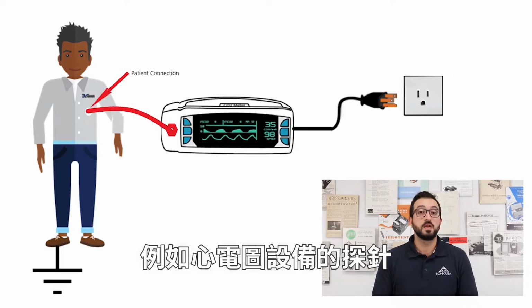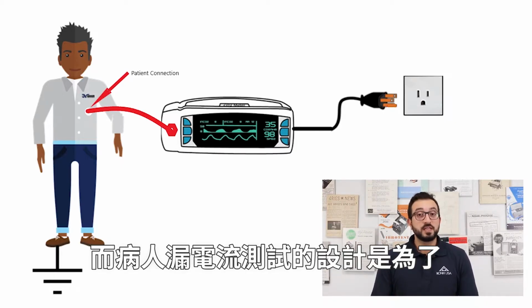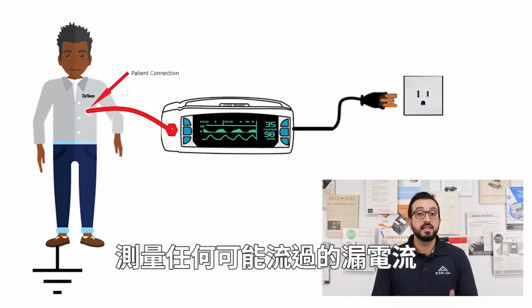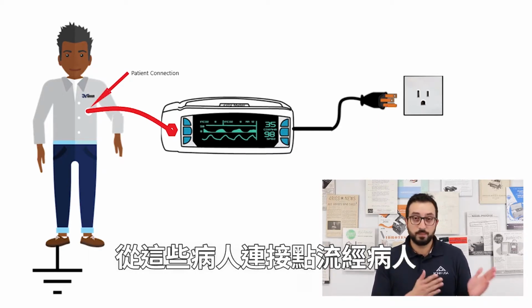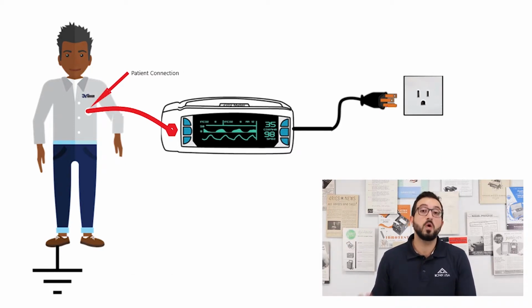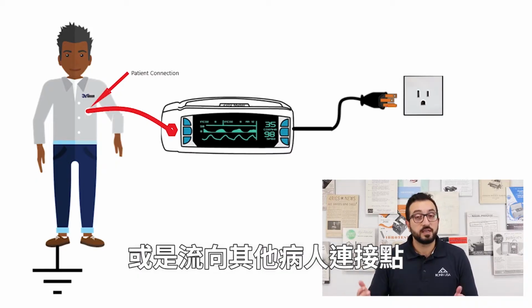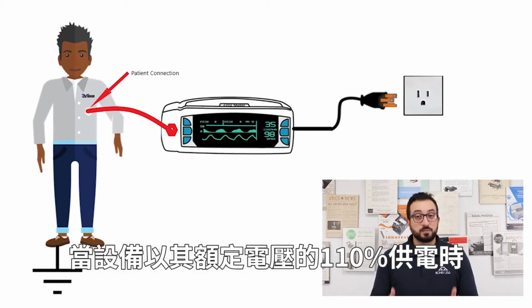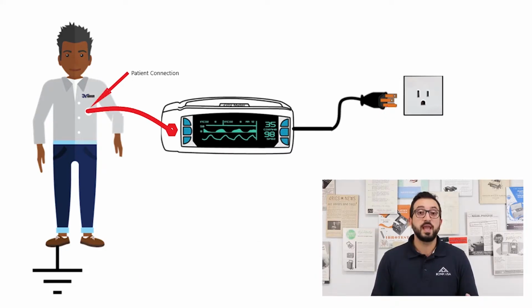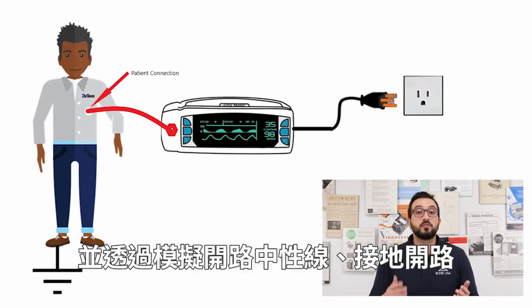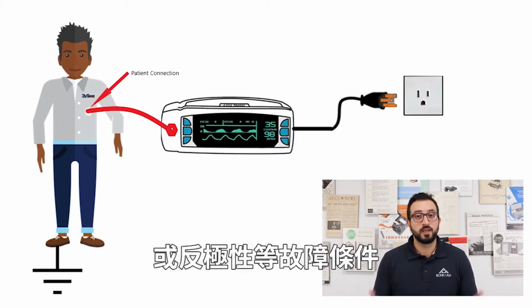For example, probes of an ECG device. The patient leakage current test is designed to measure any leakage current that can flow from these patient connections through the patient, either back to ground or to other patient connections, when the device is powered on at 110% of its rated voltage and by simulating fault conditions such as open neutral, open ground, or reverse polarity.